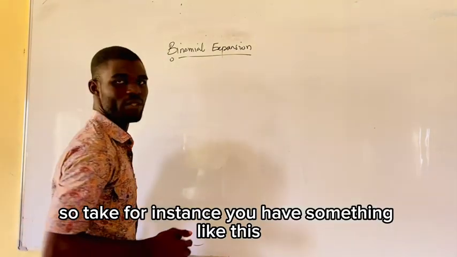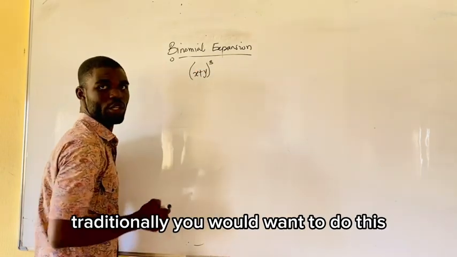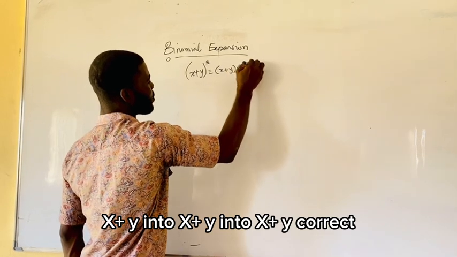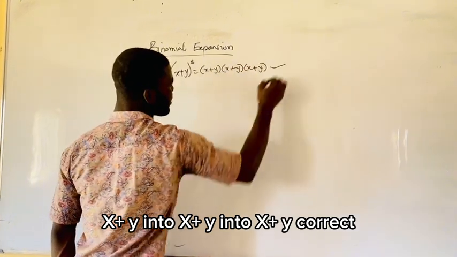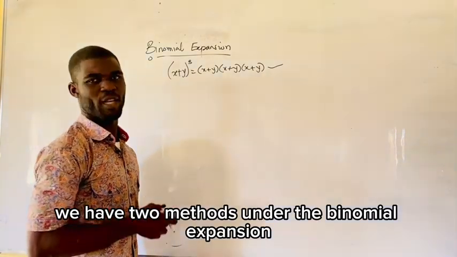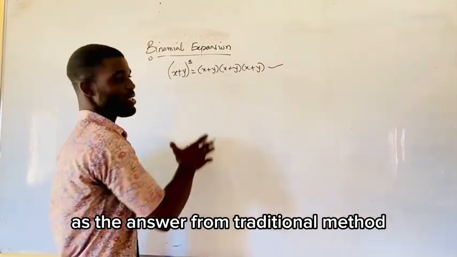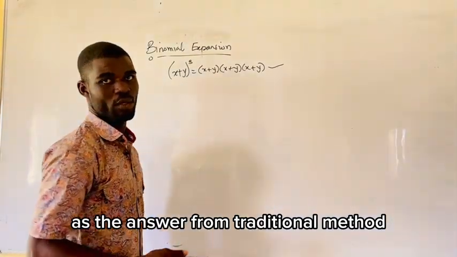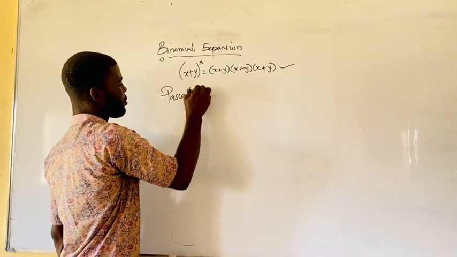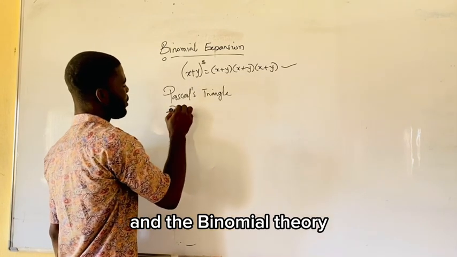Alright, so take for instance, you have something like this, x plus y to the power of 3. Traditionally, we would want to do this, x plus y into x plus y into x plus y, correct? This is the method we are very, very familiar with. But in this case, we have two methods under the binomial expansion that we can actually use to expand this and still have the same answer as the answer from traditional method. Now, these two methods are what we call the Pascal's triangle and the binomial theorem.